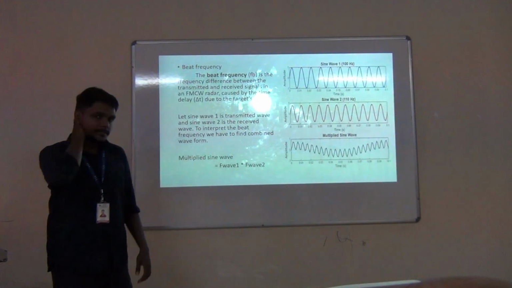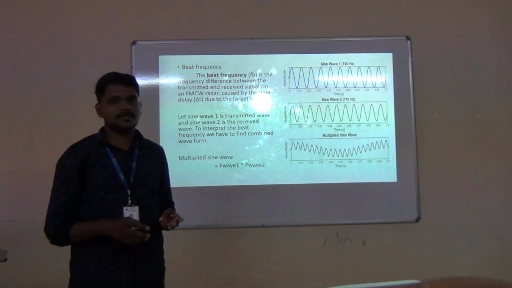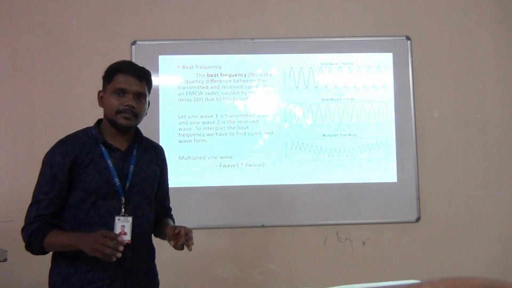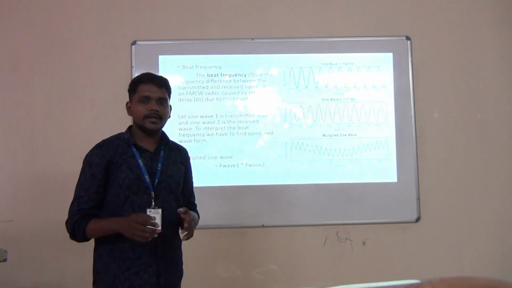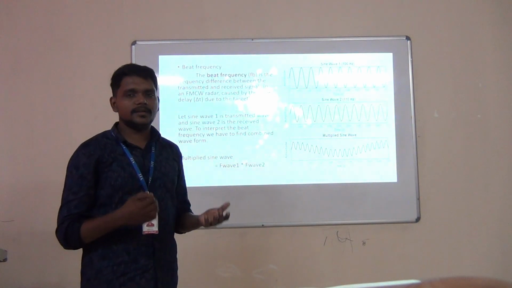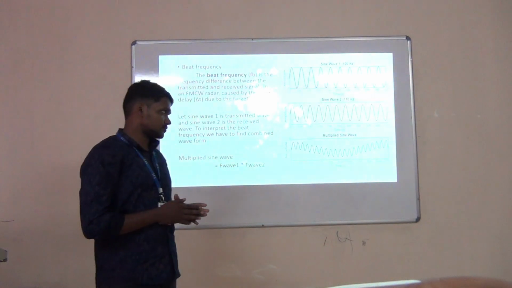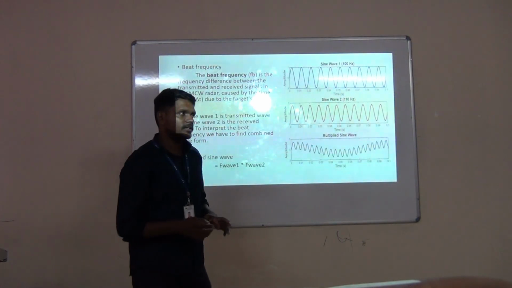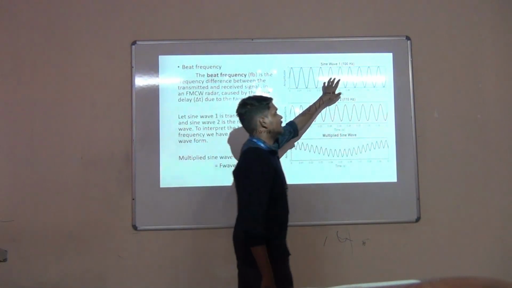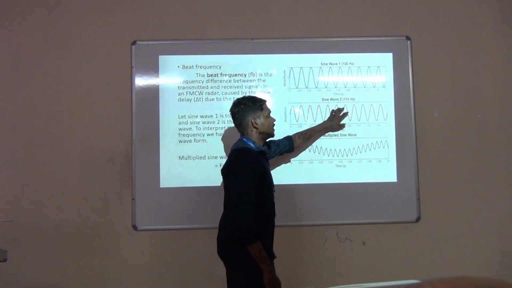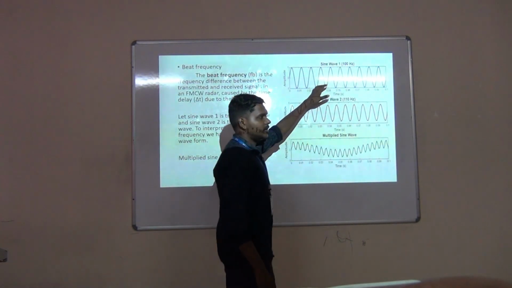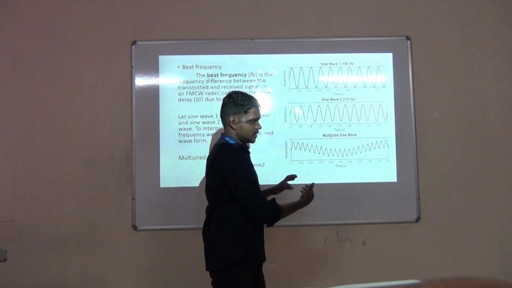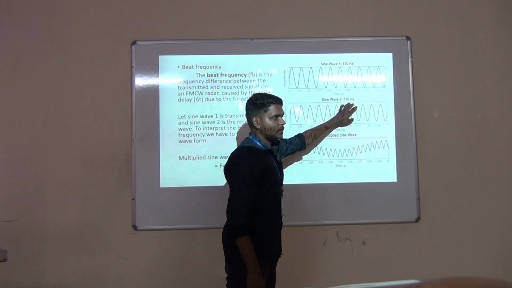So as I previously mentioned, there are three important factors: Doppler effect, beat frequency, and frequency modulation. These three parameters play a major role in determining the velocity and range using the radar. As you see here, let's say we take a sine wave of 100 Hz and another sine wave of 110 Hz, and if an object is traveling towards us, then the frequency gets increased, right?